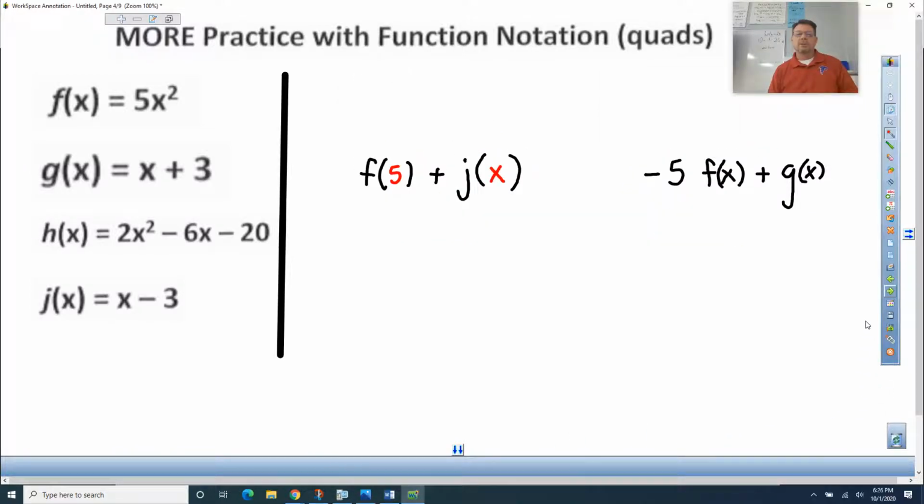Okay, let's try another example. It's a little bit different. These two seem very similar, but they are not the same. I left some space up on top because I want you to understand. This is f of 5. What do I see when I think of f as something? I think f of blank equals 5 blank squared.